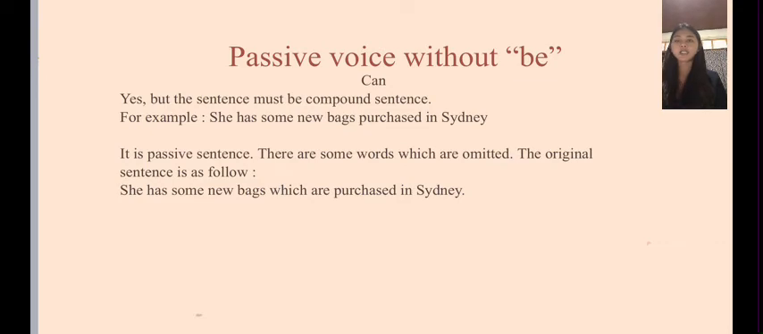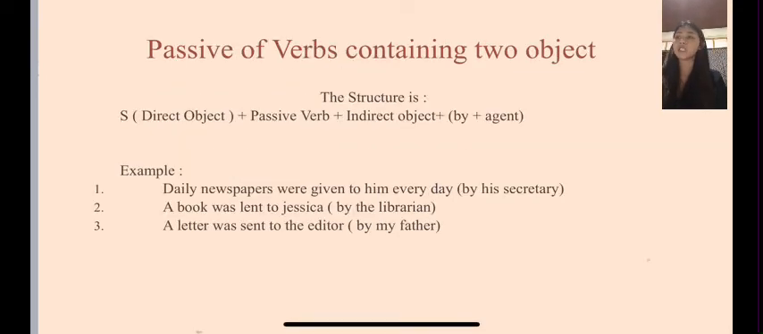Okay, next there are passive of verbs containing two objects. The structure is subject plus passive verb plus indirect object plus by agent. For example, daily newspapers were given to him every day by his secretary. Number 2, a book was lent to Jessica by the librarian. And last, a letter was sent to the editor by my father. There are two objects.